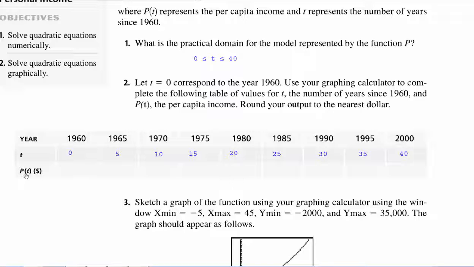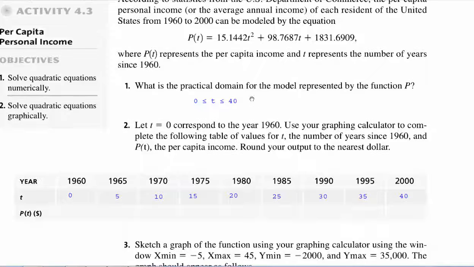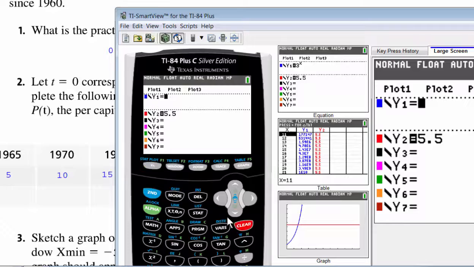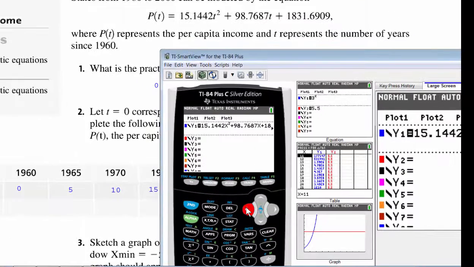Now to get the values P of T, well, if I plug in or substitute the value 0 for T and solve for P, that will give me my answer here. And if I take a 5 into T and solve for P, that would give me an answer here. But an easier way would be, why don't we graph this and then use the table feature on our calculator to come up with all of the answers for our table. So I'm going to get my graphing calculator. I press Y equals. I clear everything out. And then I enter my function. So here's the equation entered into my calculator.